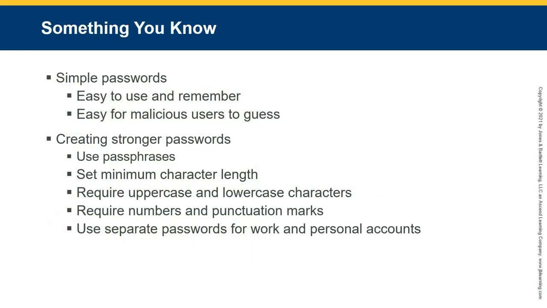You can even set up your Amazon account so every time you log in you get a verification code. Something you know: well, passwords are the easiest. Easy to use and remember, but easy for malicious users to guess. So you want to make sure your password is unique. Create stronger passwords. Use passphrases. Set minimum character lengths. Require upper and lowercase. Require numbers and punctuation marks. Use separate passwords for work and personal accounts. These are some suggestions. We're going to talk a lot about passwords in the upcoming weeks, the importance of them, and what makes good passwords.